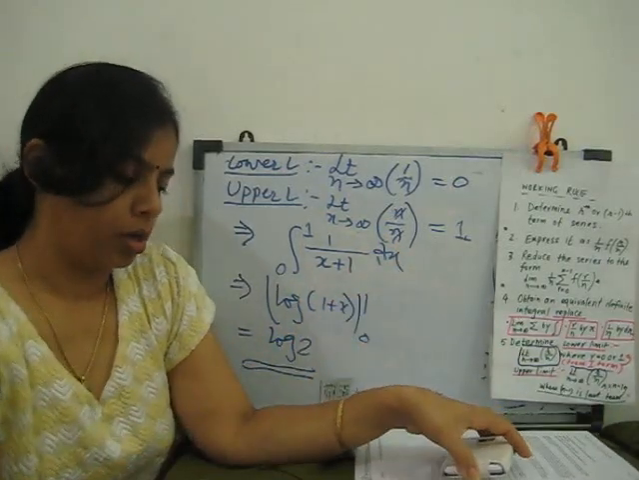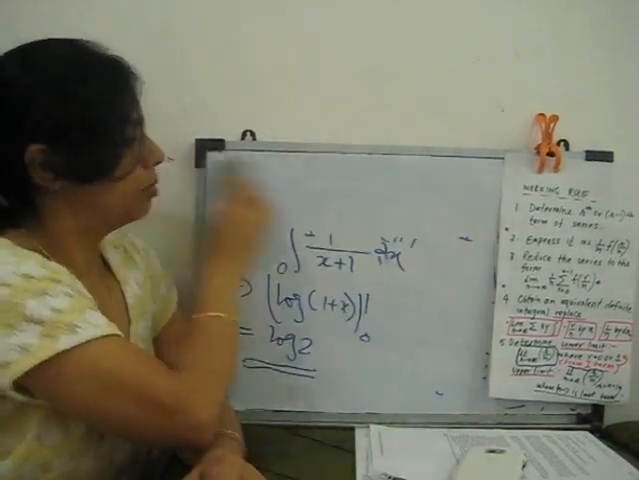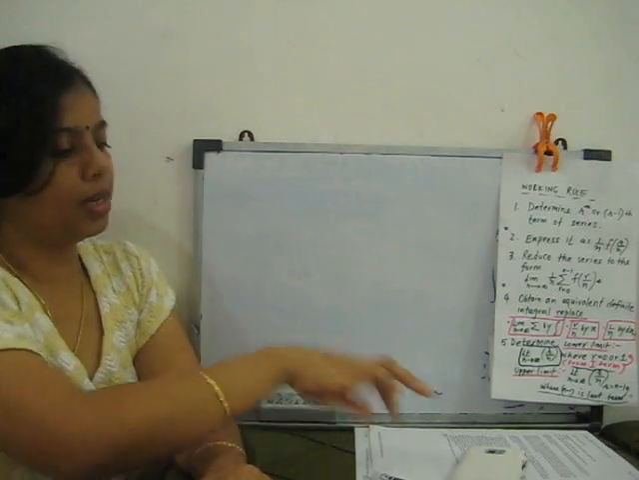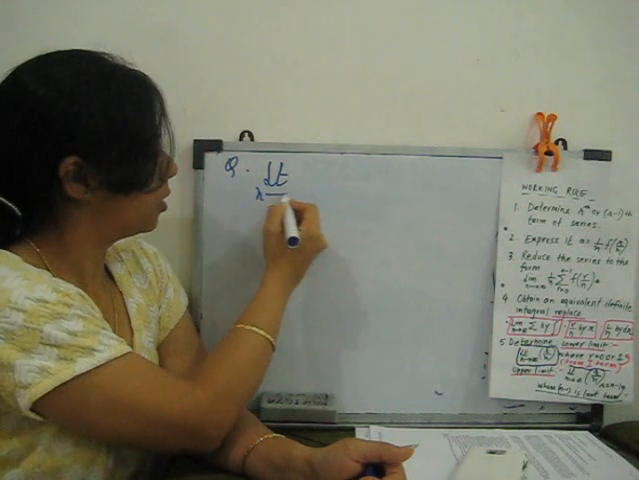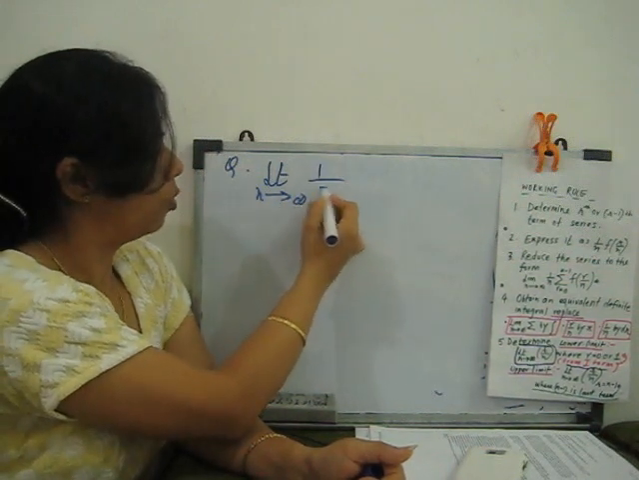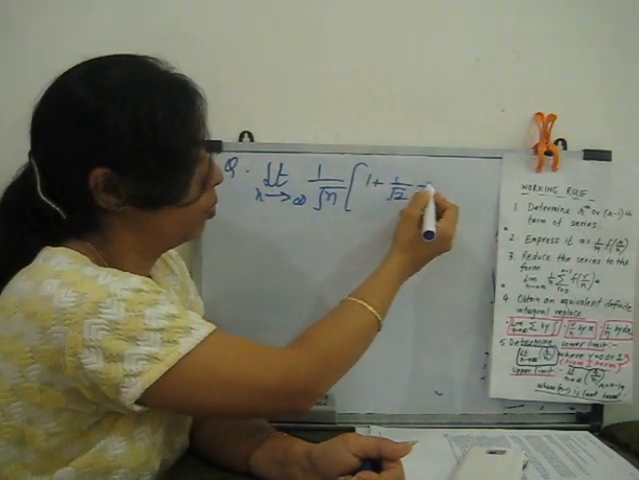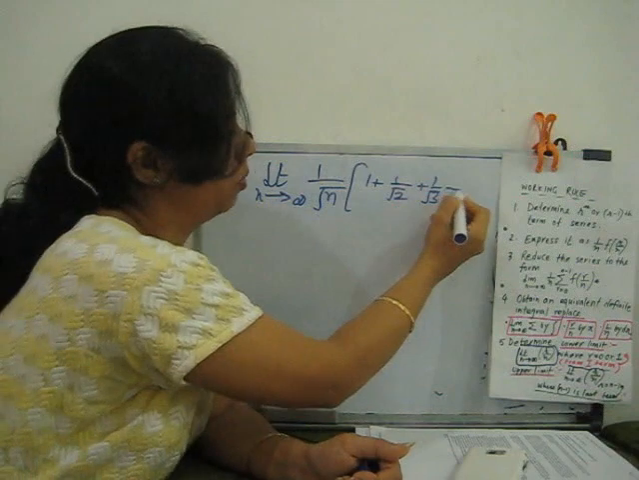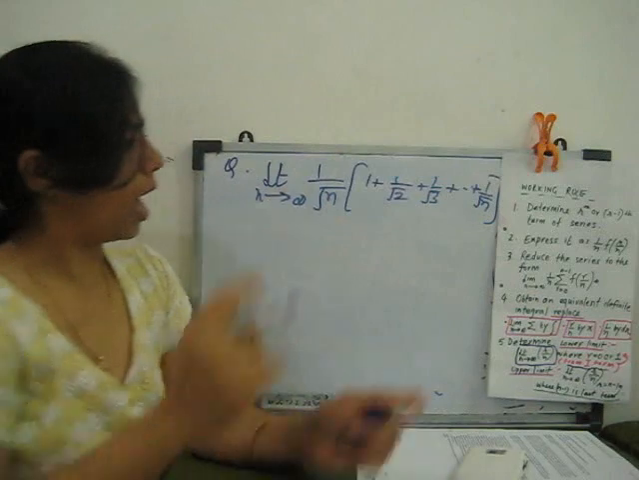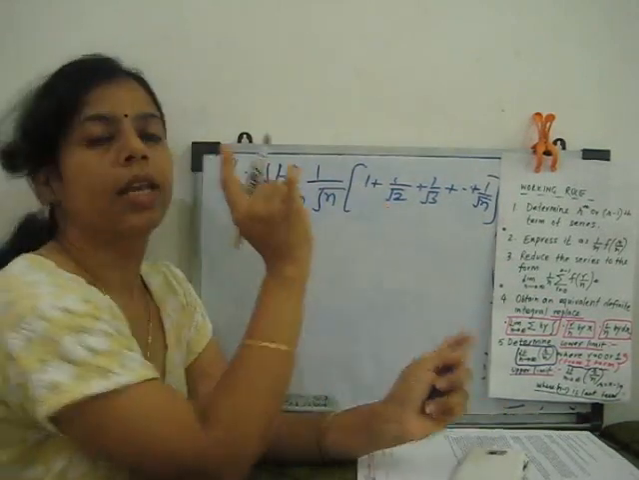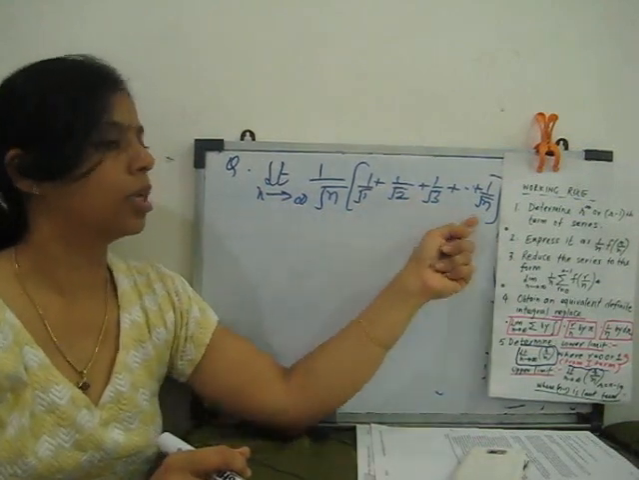One more series we can solve. It's a very simple topic and scoring also. Limit n tends to infinity of 1 by root n times the series 1 plus 1 by root 2 plus 1 by root 3 plus dot dot dot plus 1 by root n. The first term is obviously 1 by root 1, then 1 by root 2, 1 by root 3, up to 1 by root n.